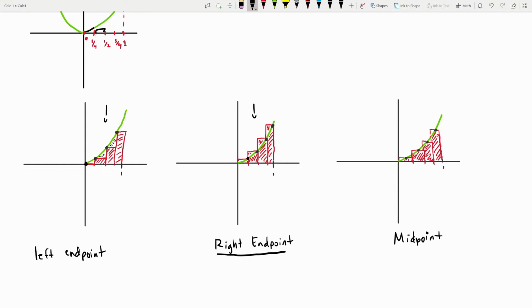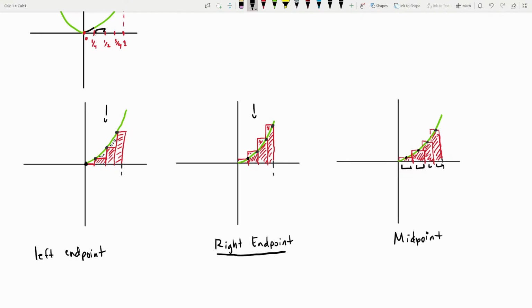The last most common method is probably the midpoint method. And instead of taking the right top corner of the rectangle or the left top corner of the rectangle, we're just going to take the midpoint of the rectangle. And as you can see, again, we have these four intervals right here. And in each interval, instead of taking the right or left top corners, we're just going to take the midpoint of that rectangle, and then we're going to draw kind of a rectangular box.